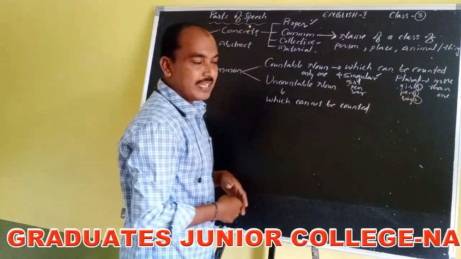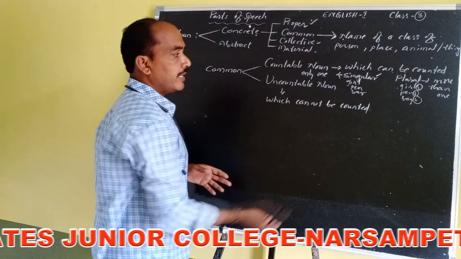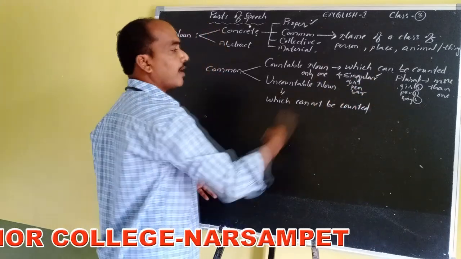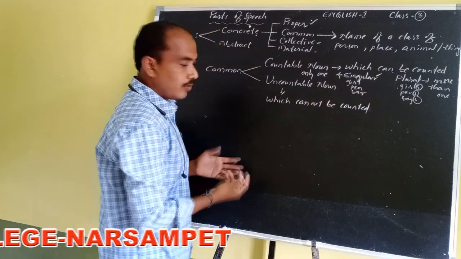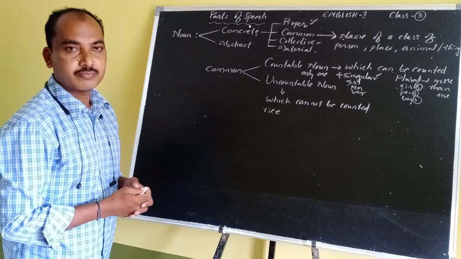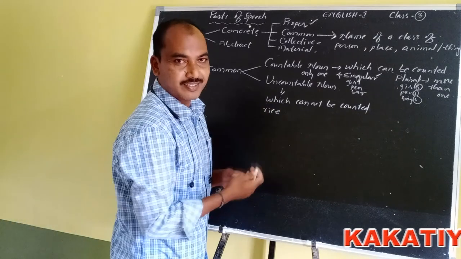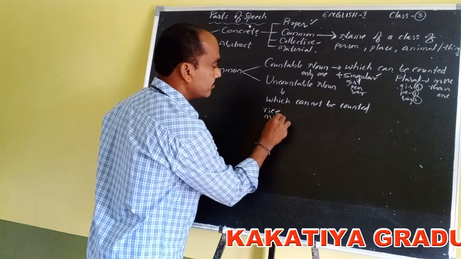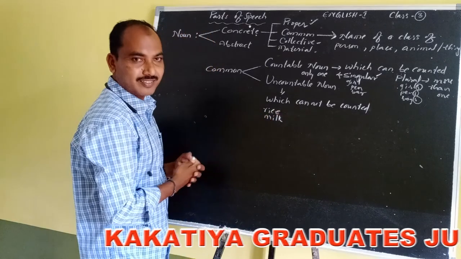Pens, more than one. It is possible: 1, 2, 3. It means it is possible to count. They are countable. For example, uncountable: rice. Is it possible to count? No. Rice, no rices. Milk. It is not possible to count milks.